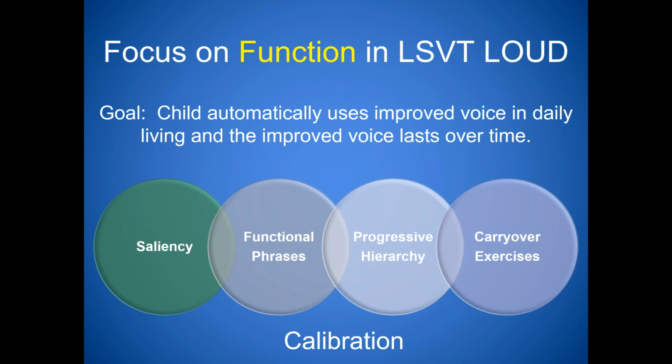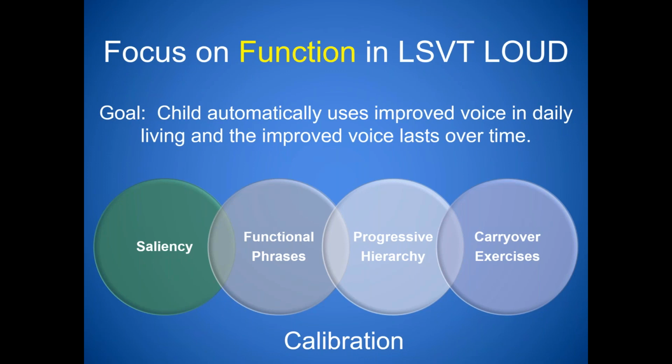in their communication environment. The progressive hierarchy is a way to move beyond the treatment targets into communication events, either those that are related to school, related to home, related to social activities, and carryover activities, which again take the skills focused on in treatment to the communication environment outside the clinical setting.